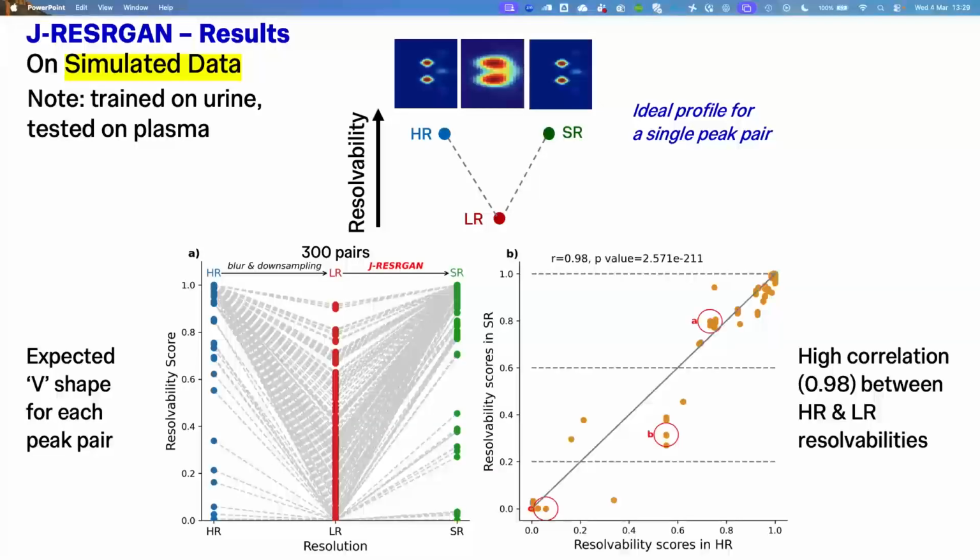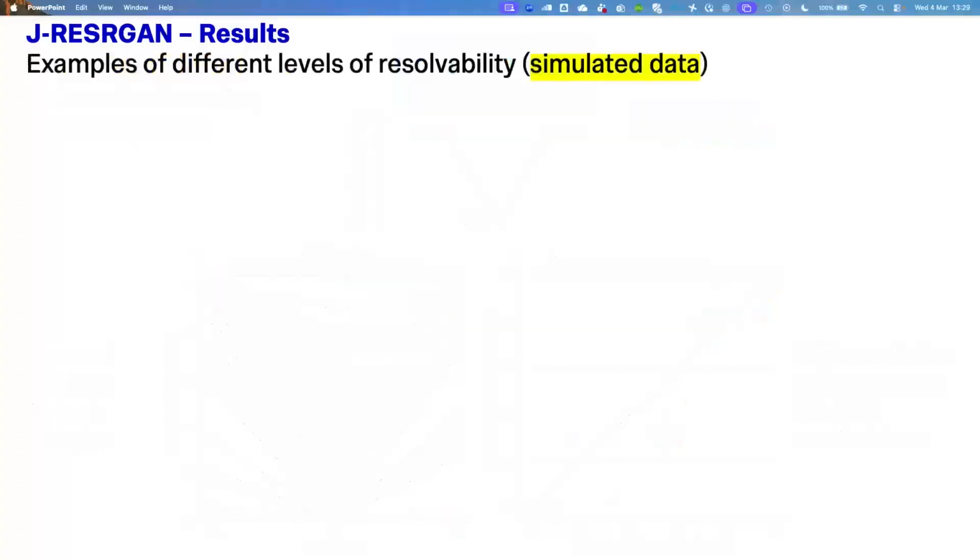So that's all great. We can plot it in a different way if we compare the resolvability scores from the high resolution data, this one, to the super resolution data, the green one here. And you can see that pretty much it's recovering, not too badly, the resolution that we had in the original data. So that all works nicely, but of course that's simulated data, and of course it would work, wouldn't it?